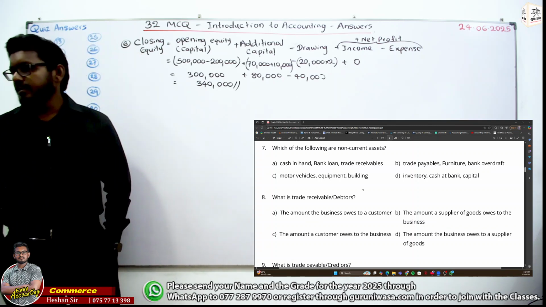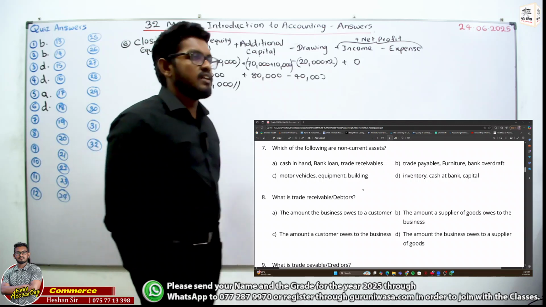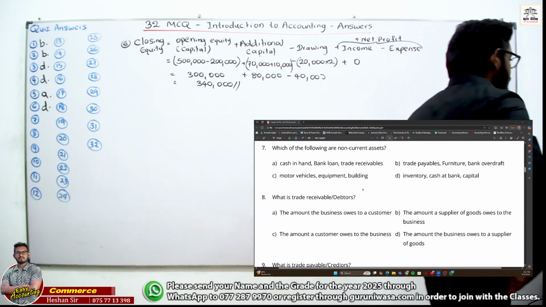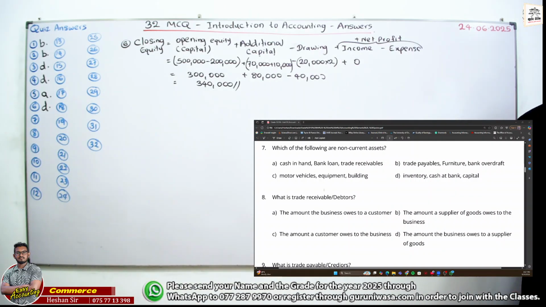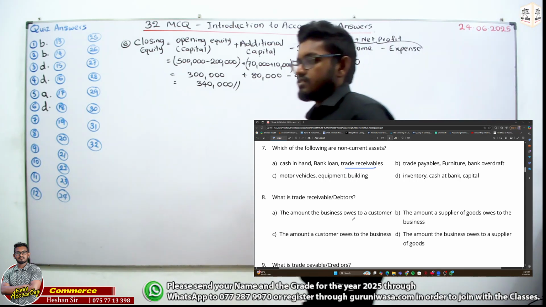Trade receivable is another name for debtors. If you don't know, write it down. Underline it: trade receivables is another word for debtors. Right? So it is a current asset.